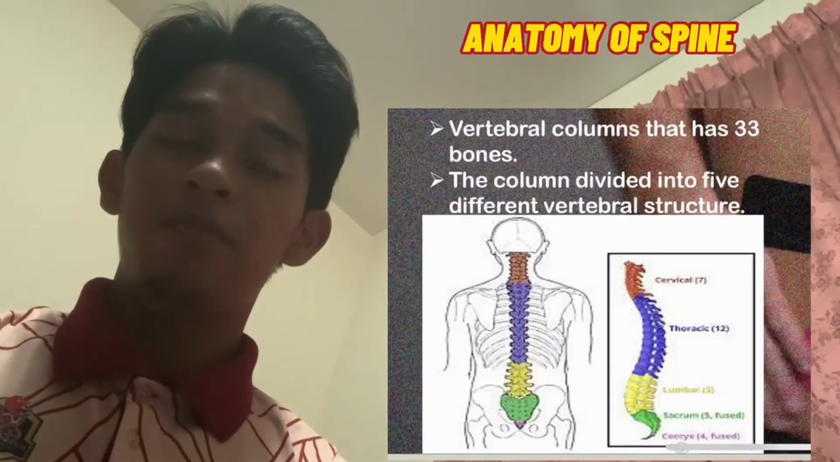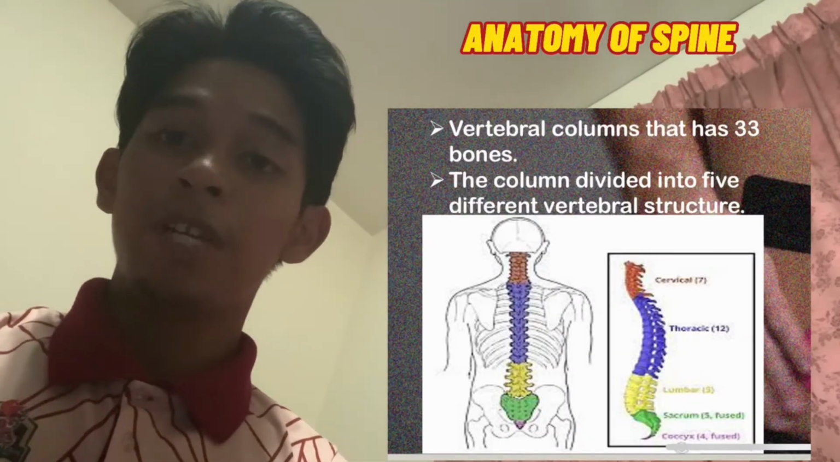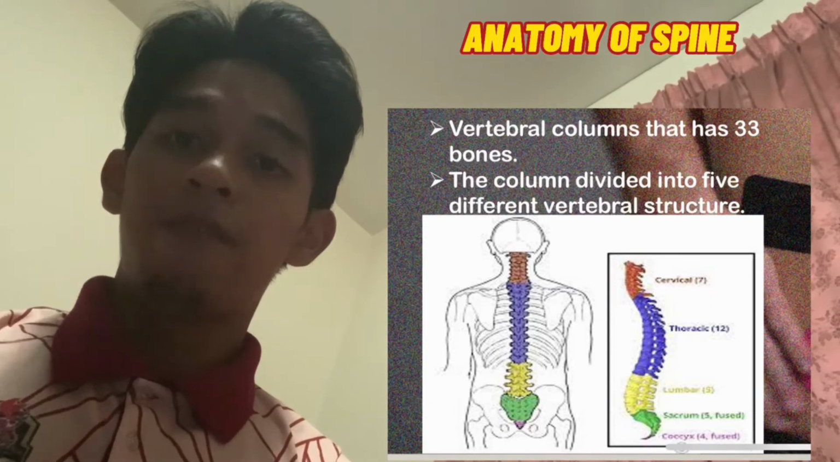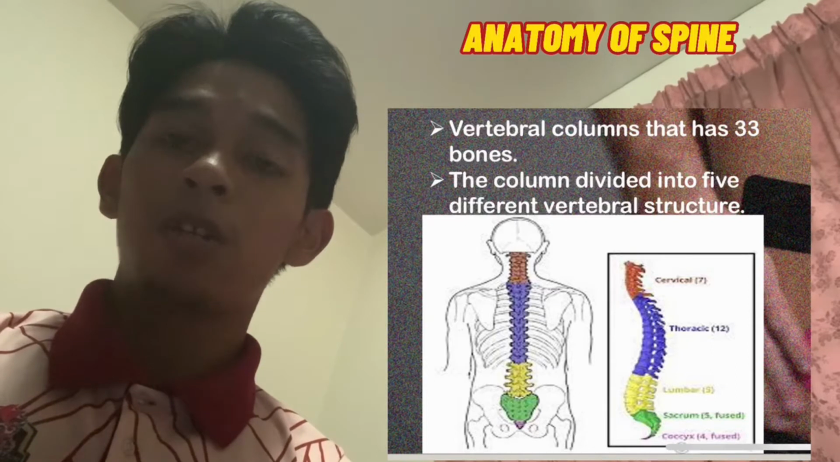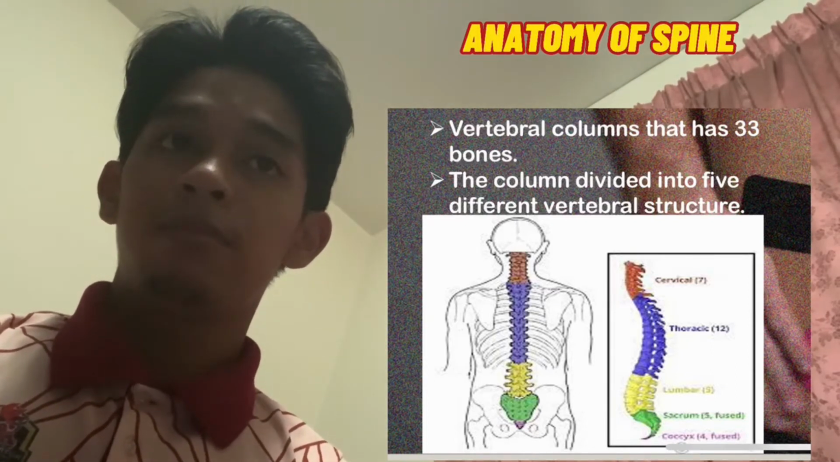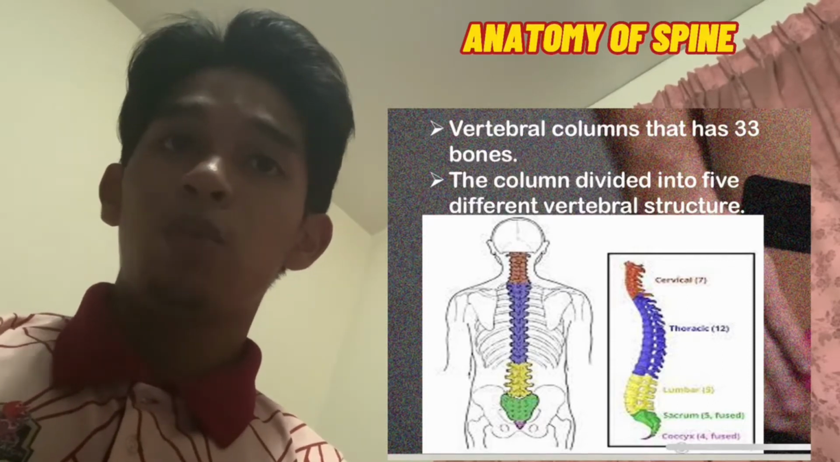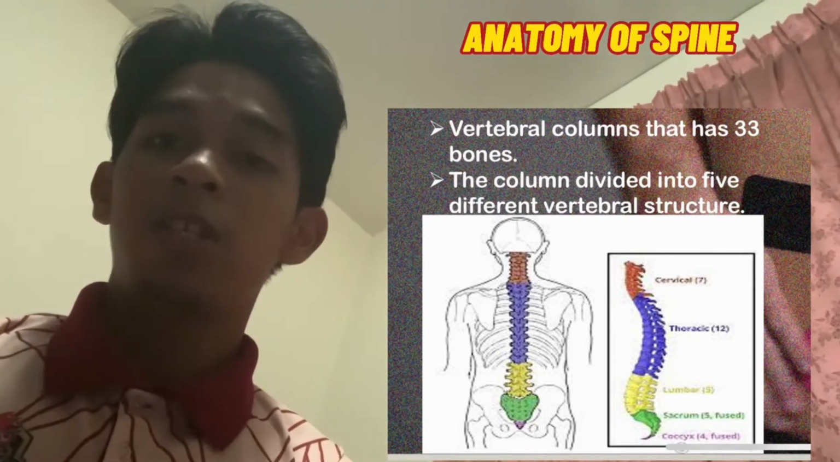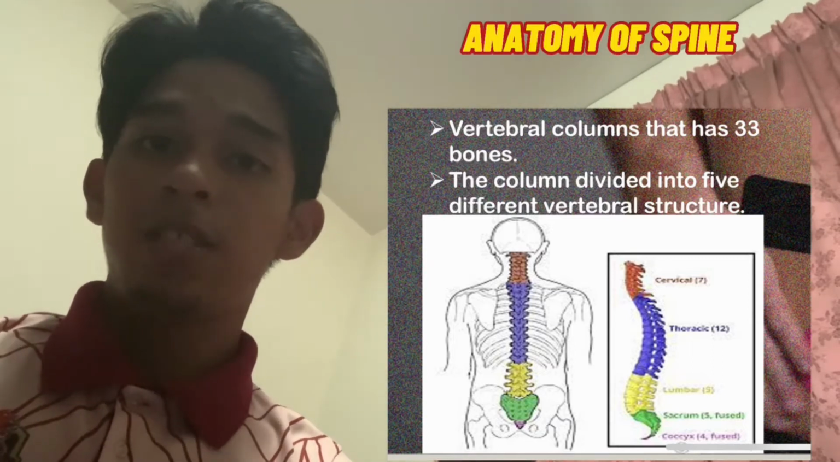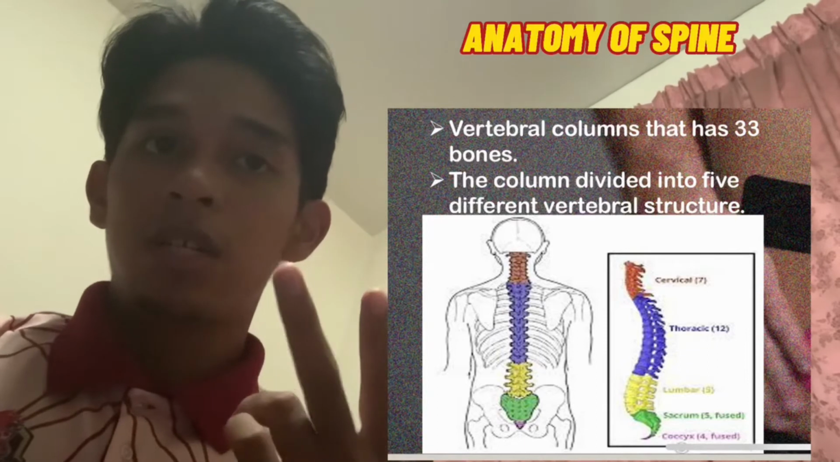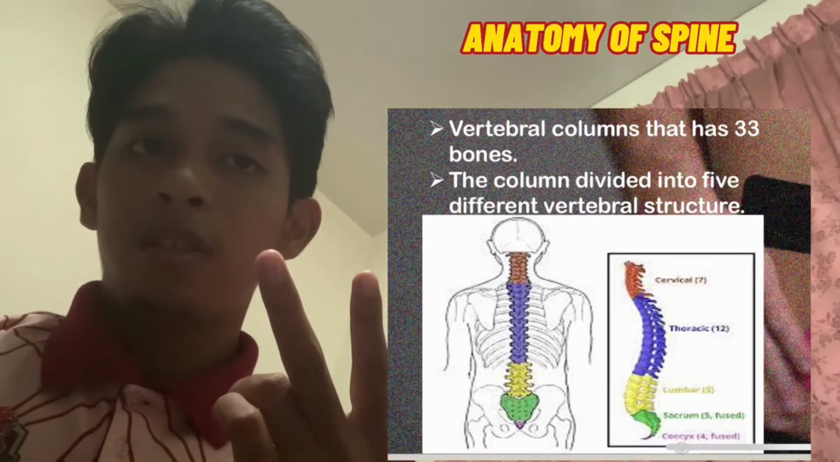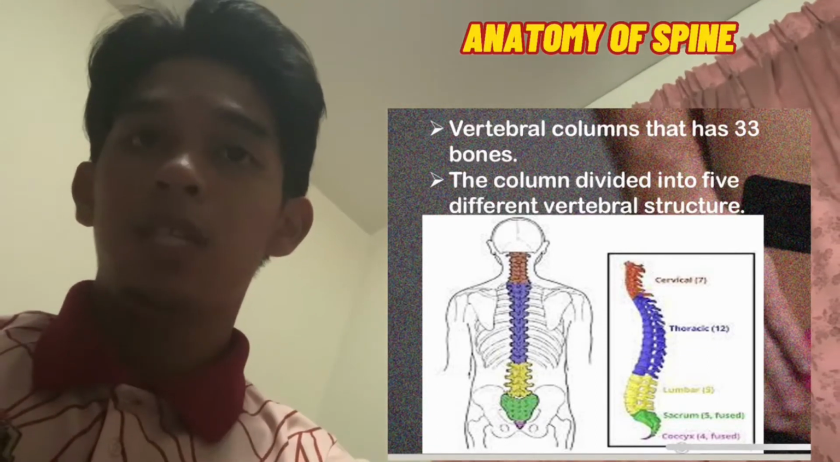First, I'm going to talk about the anatomy of spine injury. In humans, there is a series of 33 bones that run within the vertebral column from the base of the skull to the coccyx. The column is divided into 5 different vertebral structures. First, cervical. Secondly, thoracic. Third, lumbar. Next, sacrum, and last one is coccyx.